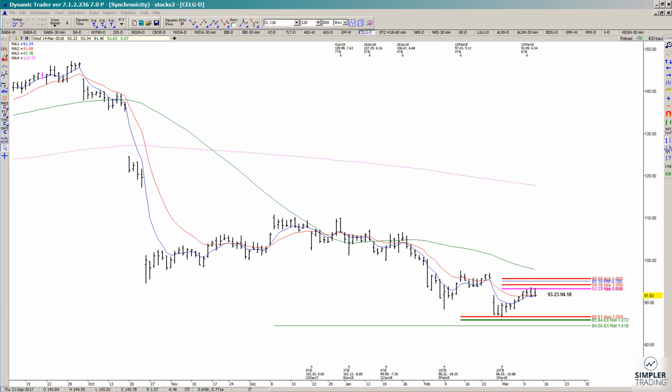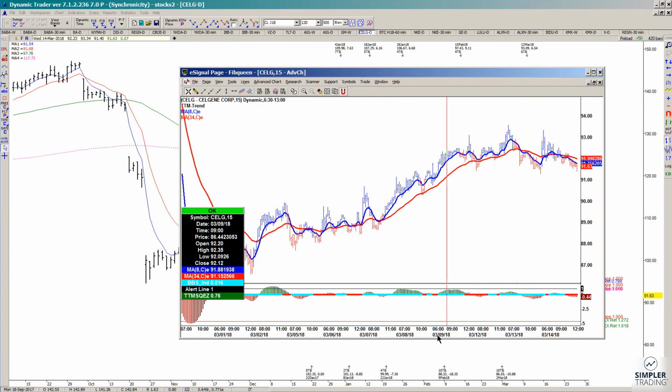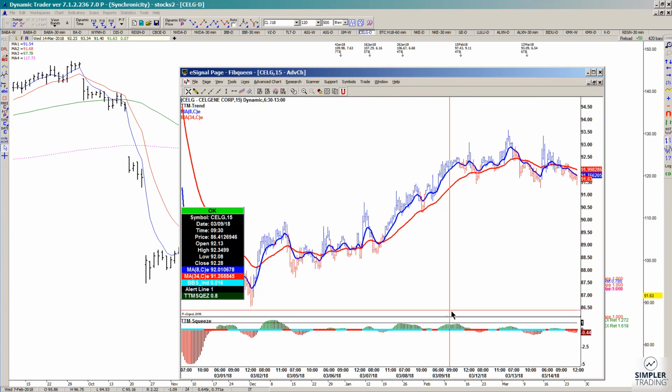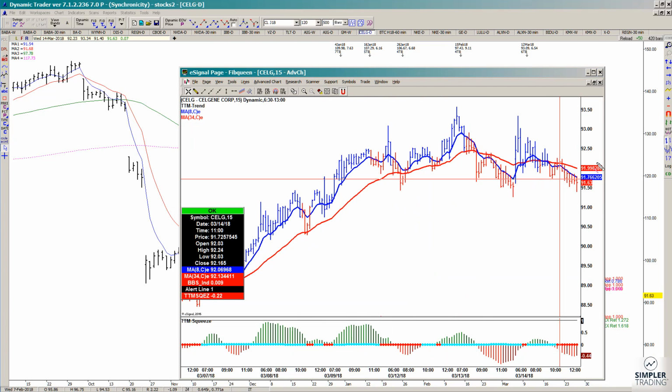So this is the way it works. We know what the risk is. I've got the definition of risk with this first zone at 93.23 to 94.18. If you go down to a 15-minute chart, there was a sell trigger, and the sell trigger looks like this when you have both the moving average crossover to the downside along with taking out a prior swing low.